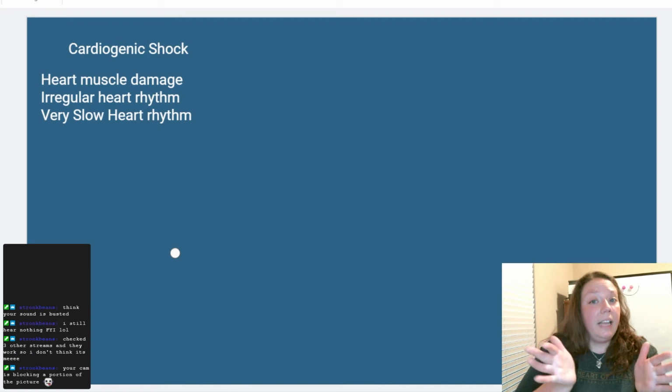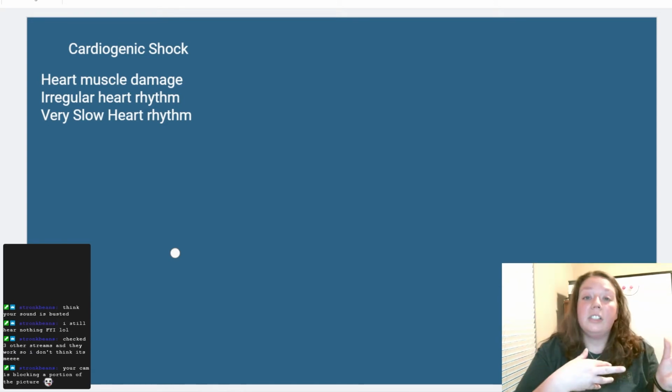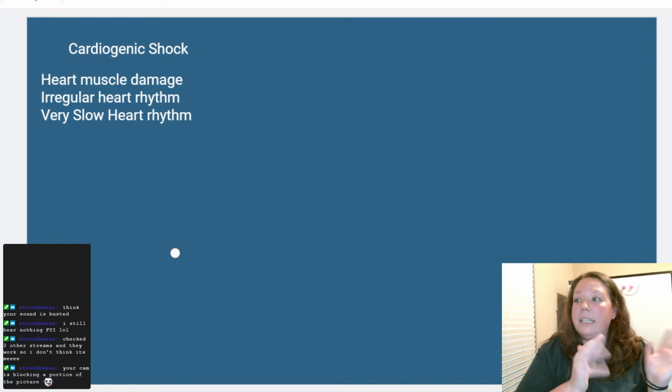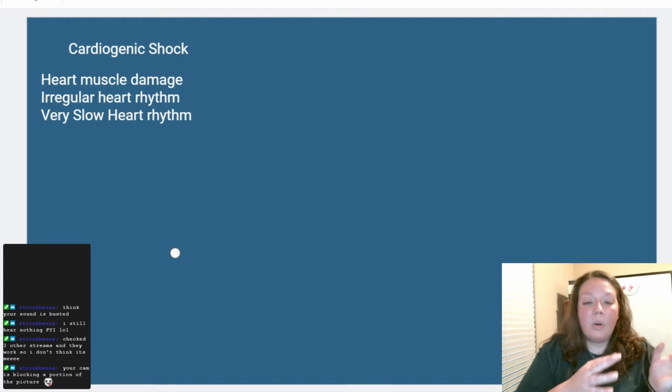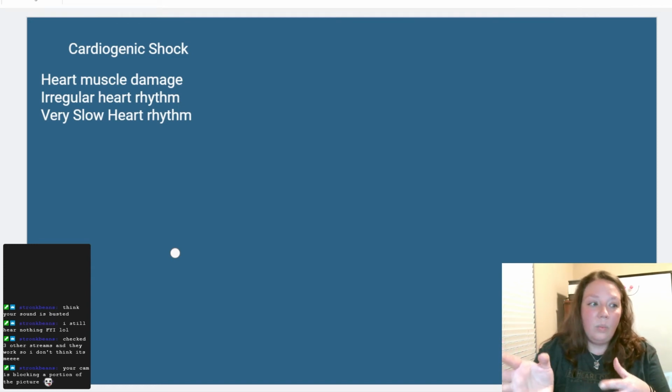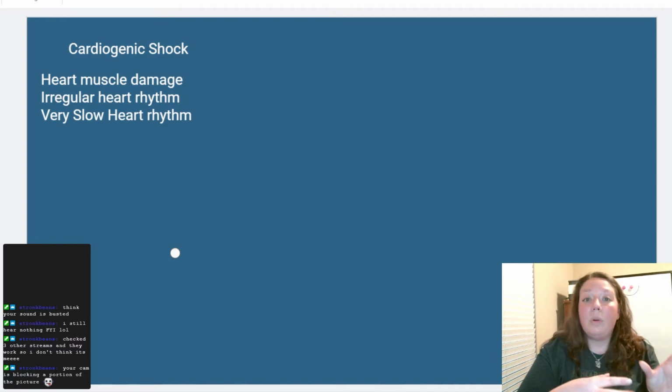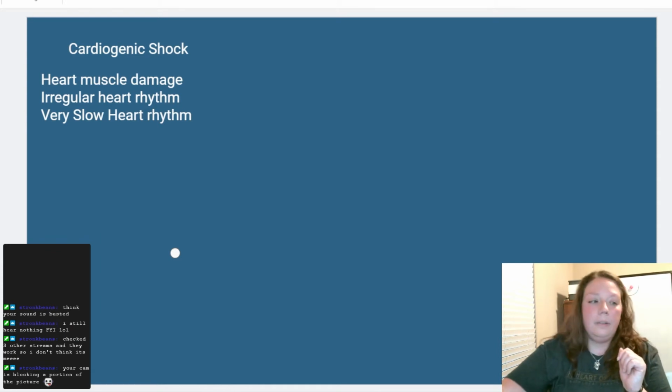Now we can fix that by taking the patient to surgery or taking them to cath lab, and we can actually fix cardiogenic shock quickly if we identify it quickly. Or the muscle will go on to die, and then we have to fix the cardiogenic shock by making the most of what muscle is left of the heart.